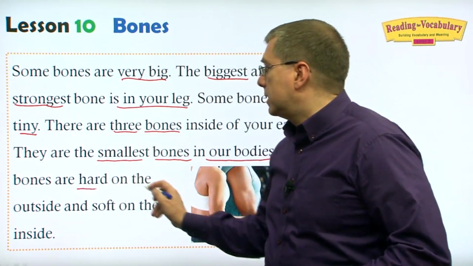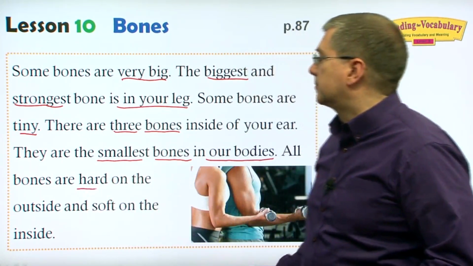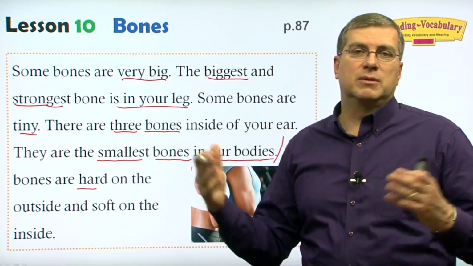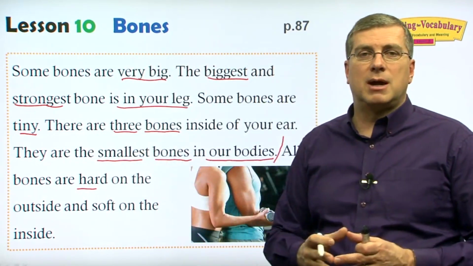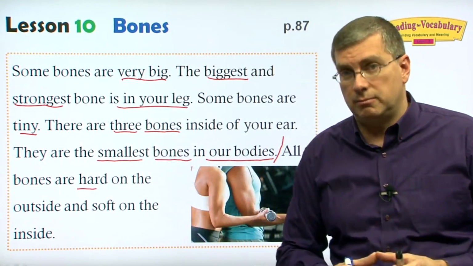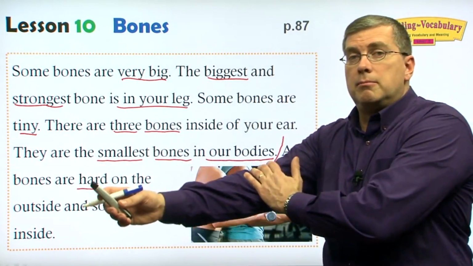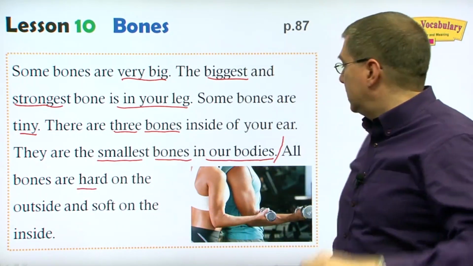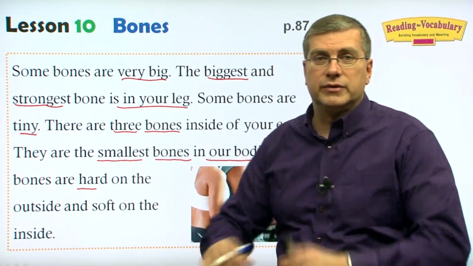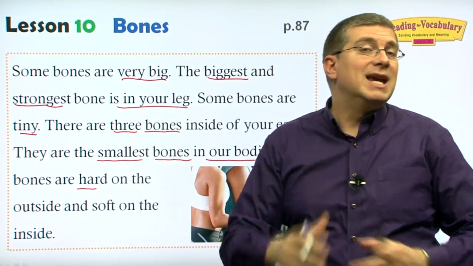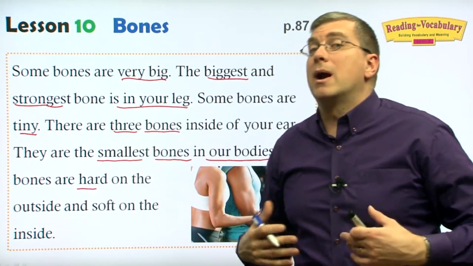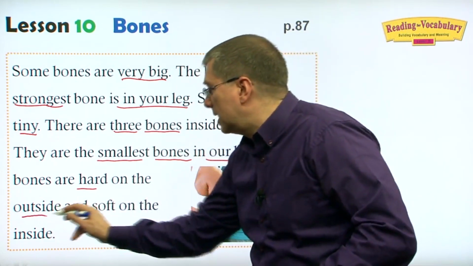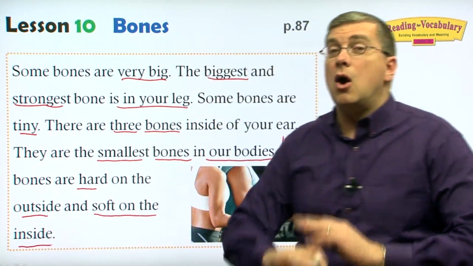All bones are hard on the outside and soft on the inside. Okay, so about right here is where they stop talking about the different types of bones, right? A few slides ago, we talked about there are many different kinds of bones in your body. We saw many examples. Arm bones, rib bones, leg bones, ear bones. Okay, that's it. Now we have a sentence, all bones. So now we're going back and talking about all bones. It doesn't matter how big they are, where they are, or what their shape is. All bones are hard on the outside and soft on the inside. All the bones.